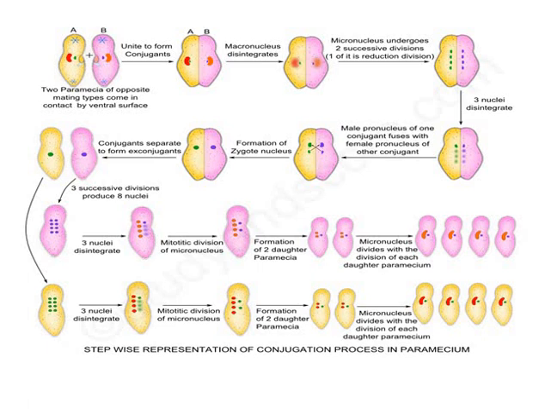Then the conjugants separate to form exconjugants. 3 successive divisions produce an 8 nuclear body. 3 nuclei disintegrate, mitotic divisions take place, forming 2 daughter Paramecia. The macronucleus divides with the division of each daughter Paramecium. In the same way, in the next step, 3 nuclei disintegrate, and mitotic division of the micronucleus forms 2 daughter cells. The macronucleus divides with the division of each daughter Paramecium.